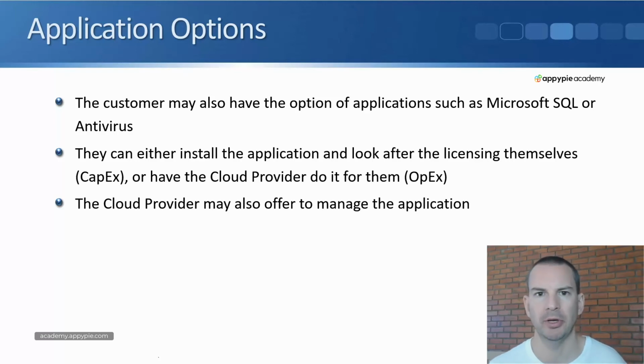So what I'm talking about here is that the customer gets in at the operating system level. So let's say that they want to run SQL Server on their virtual machine. They could install SQL Server themselves, in which case they would have to provide the license. Or if the provider provides this option, the provider can install SQL for them, and then the customer just pays for the license as a monthly fee to the service provider rather than providing the license themselves.